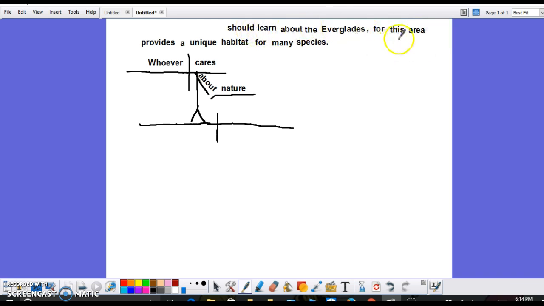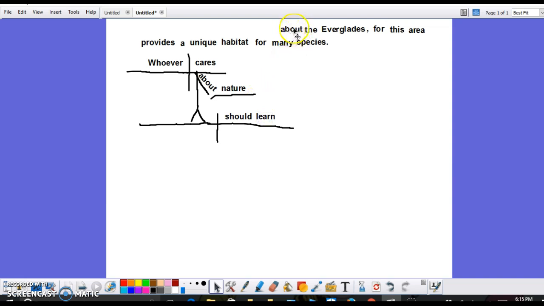Not the part after the conjunction, but the part in front of it. So this, we said, is a noun clause. It serves as the subject. That's why it stands on this pedestal. It's in the same place as the subject goes. And so now we have the verb. Okay, so we have should learn.